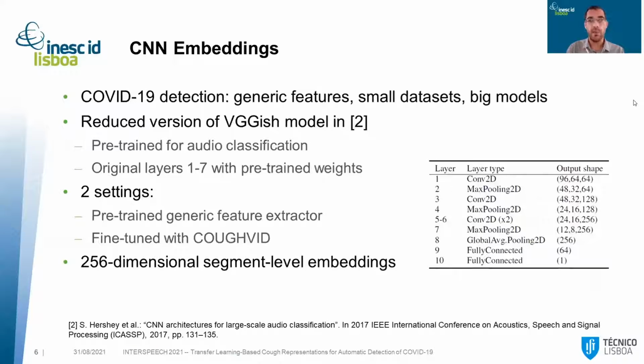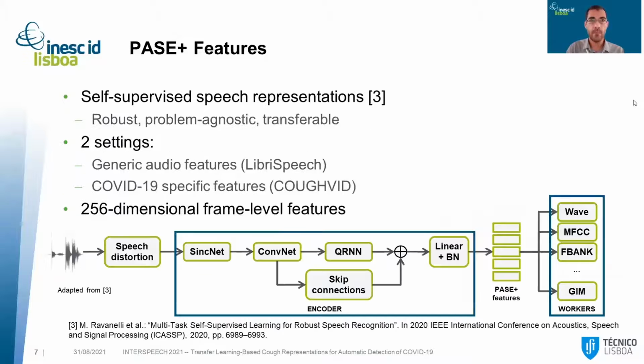CNN embeddings have been used for COVID-19 detection, but not always particularly adapted to this specific problem. So here we implement a simplified version of the VGGish model by Hershey. This table shows the architecture where layers 1 to 7 correspond to those of the original model with pre-trained weights, and segment-level embeddings are computed at layer 8. We use this model in 2 settings, either as a pre-trained generic feature extractor or fine-tuned using COVID data, for which layers 9 and 10 were included.